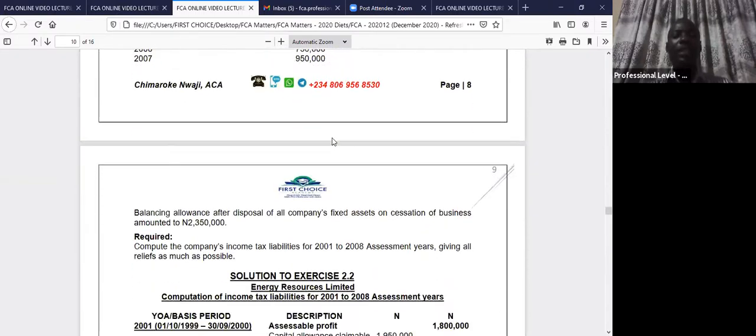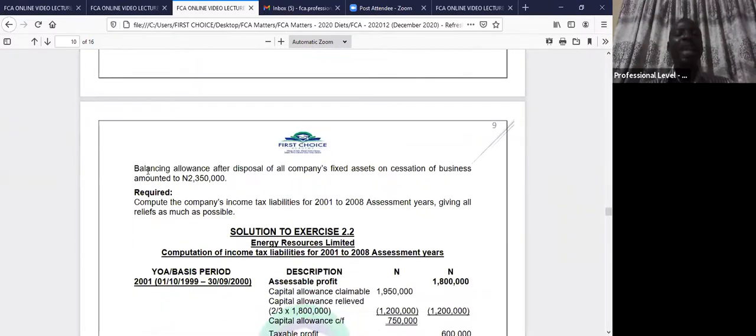Now being said, we said balancing allowance. That's another type of allowance which we didn't discuss. Balancing allowance is an allowance that you get after disposing of your qualifying capital expenditure. Now, why is it called balancing allowance?